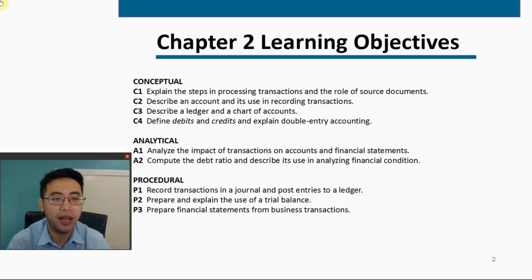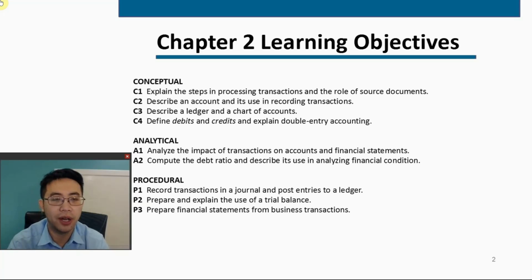And then we will define debits and credits and explain double entry accounting. Double entry accounting is different from single entry accounting because each activity has two sides. There's a debit side, there's a credit side. There is a minus, there is a plus. And that's a big, important invention in modern finance and accounting practices.